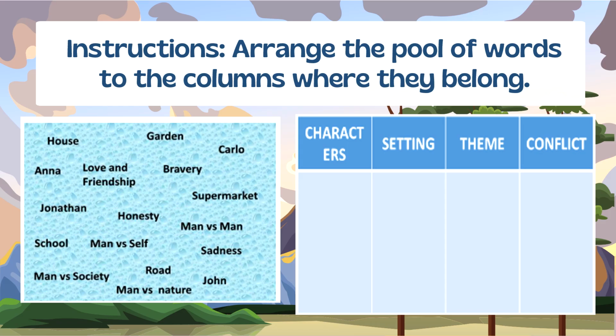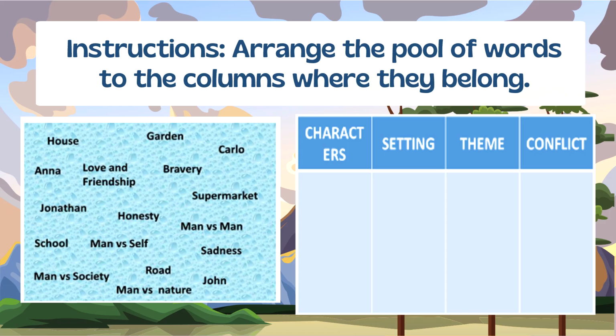So let's have that. So we answer. Okay, we have under characters. I'm going to read all the words under characters. Characters, these are the names. Okay, we have Anna, Carlo, Jonathan, John. There are 4. Then under setting, the place and time, we have house, garden, supermarket, school, road.